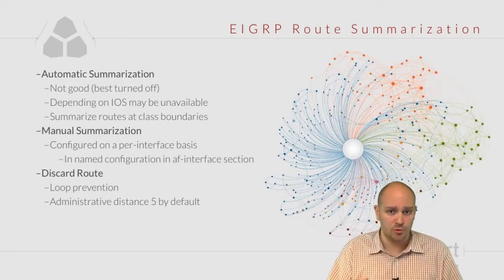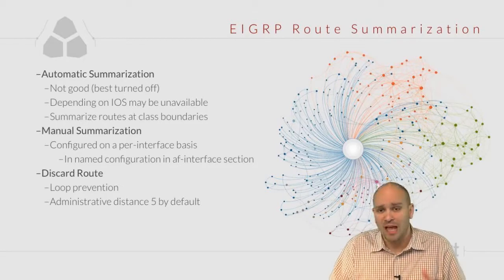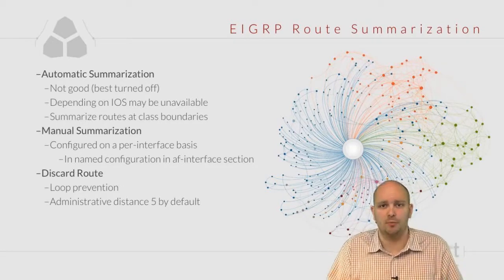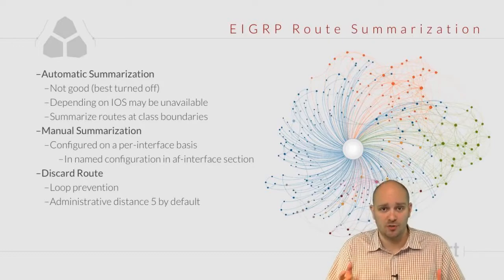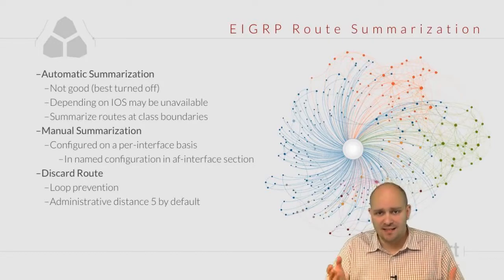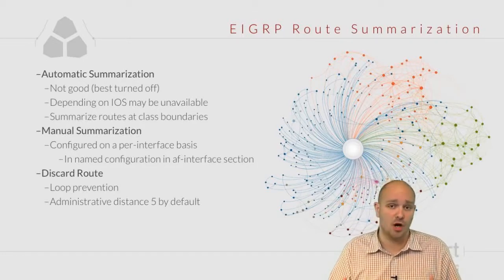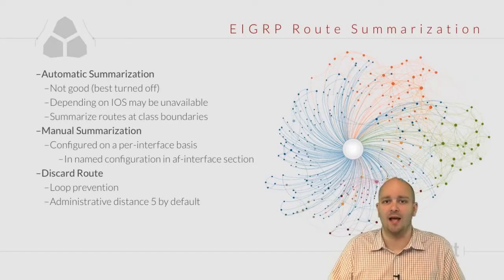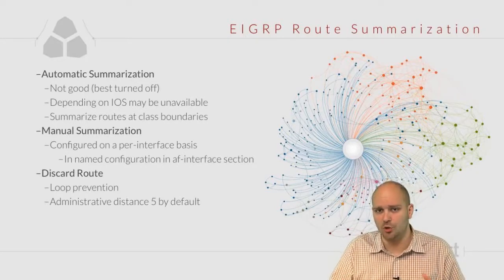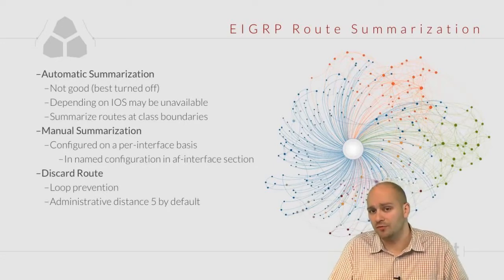A much more useful feature is the manual summarization of routes. Manual summarization is called manual because you have to explicitly configure what routes you want to summarize with what prefix. This is easily done, and depending on how you configured your EIGRP, whether you are using the traditional way, what I like to call the numbered mode, or the new named mode of configuration, this summarization will be configured in two different places.